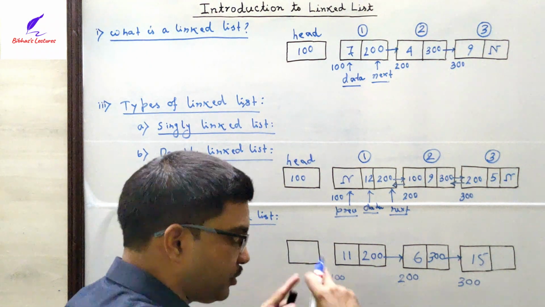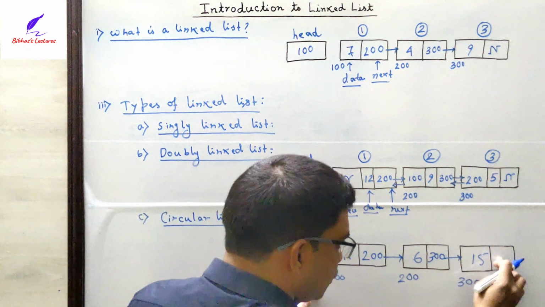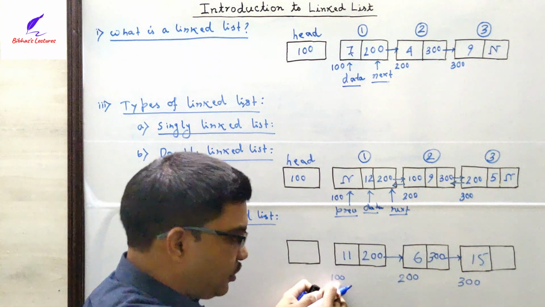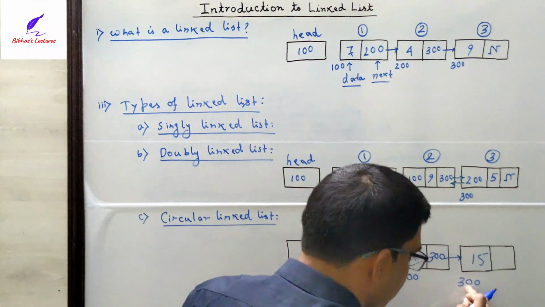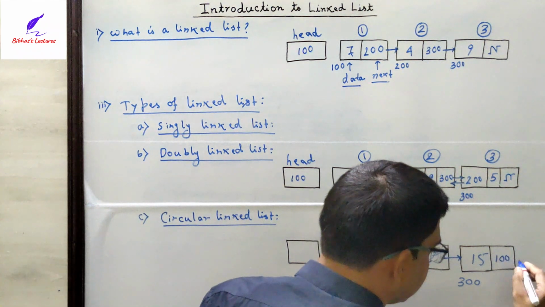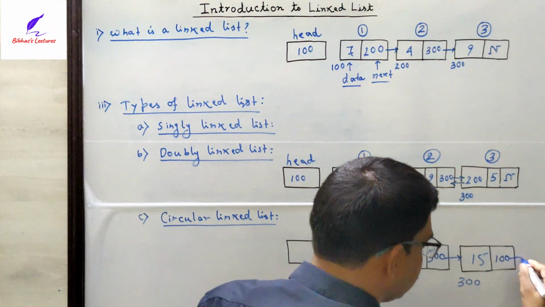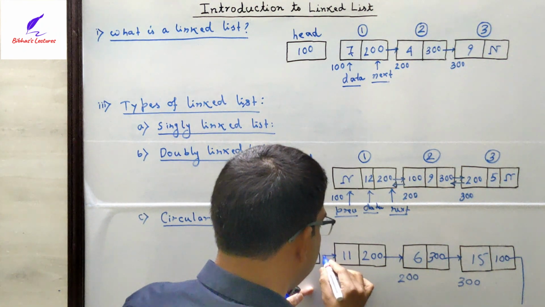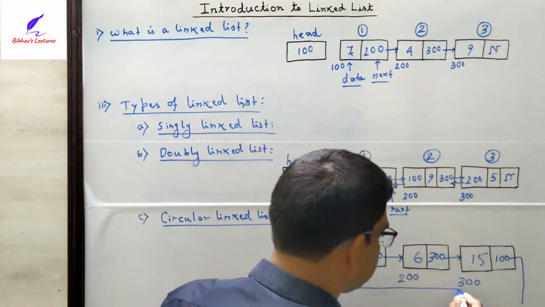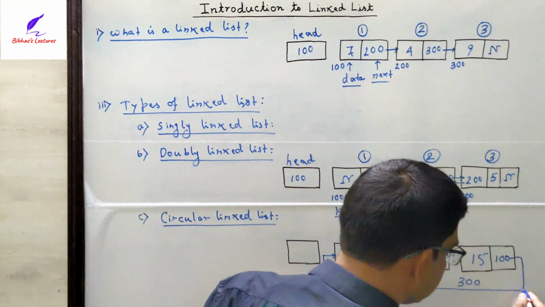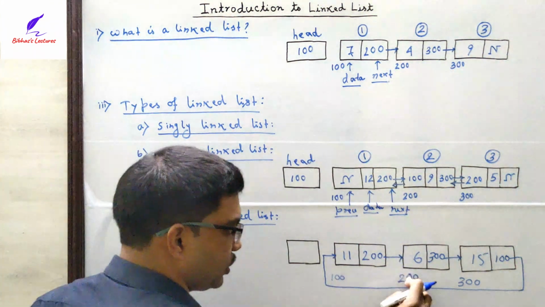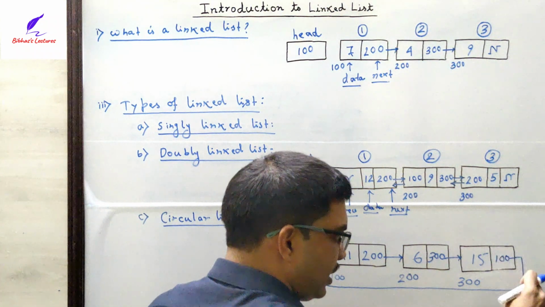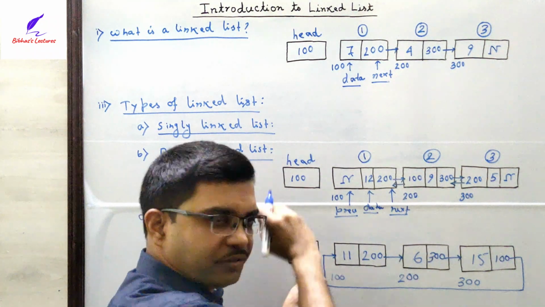But in case of a circular linked list, it will form a circle so that the last node's next part will contain the address of the first node. So what is the address of the first node? That is 100. So the last node, that is 300, next part will contain 100. That means after this 300, again 100 will come. So it will be connected like that. So you can check 100's next part is 200, 200's next part is 300, and 300's next part is the address of the first node, that is 100. So it is forming a circle.